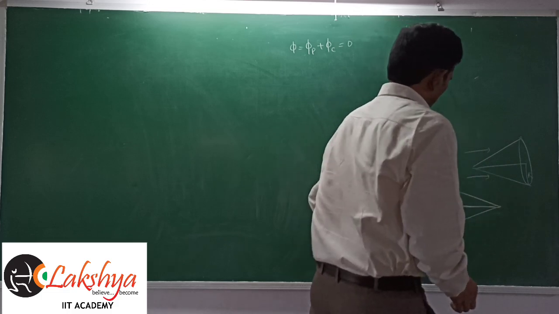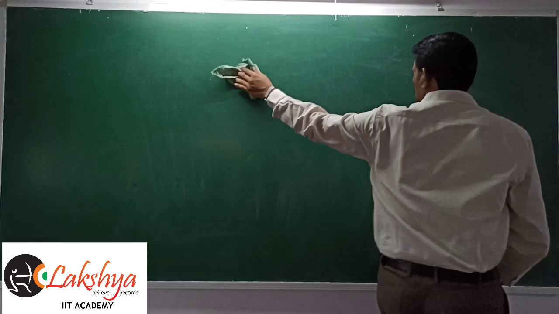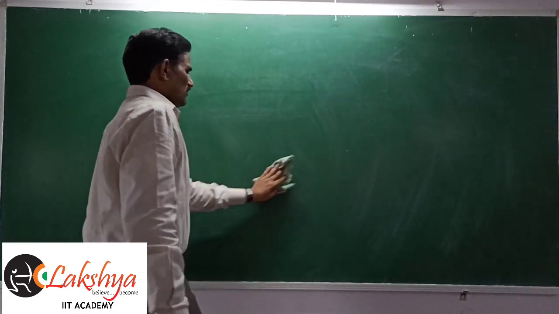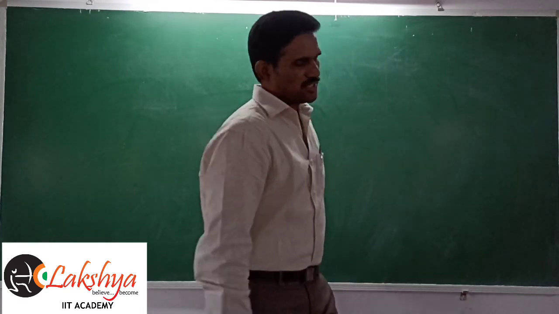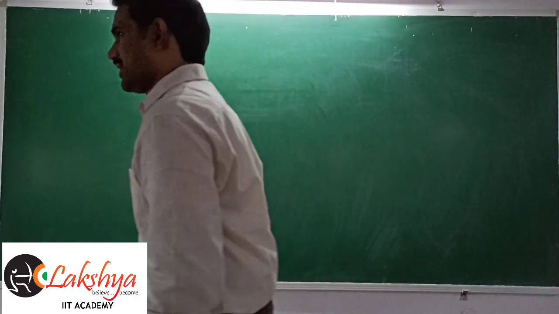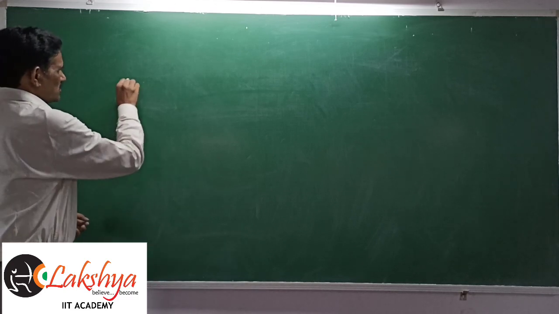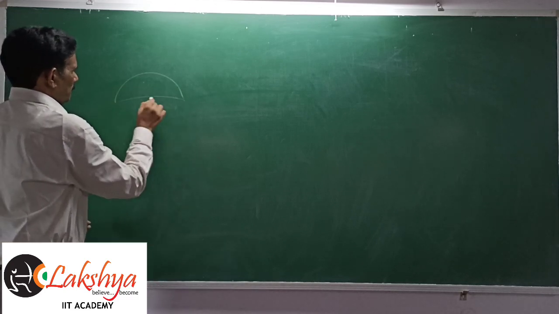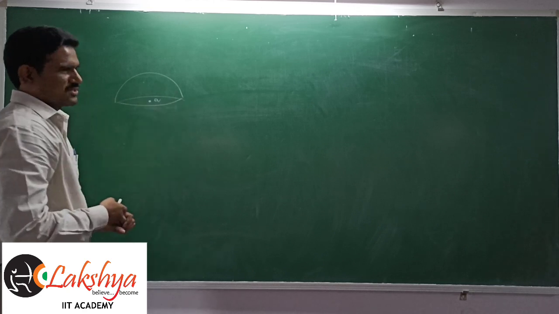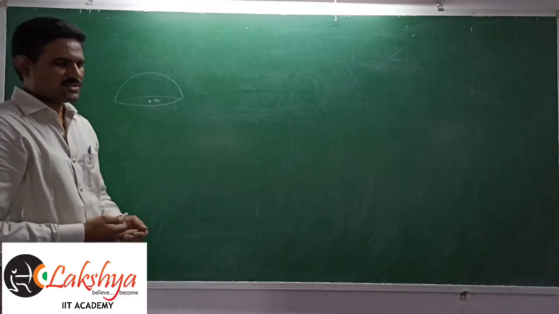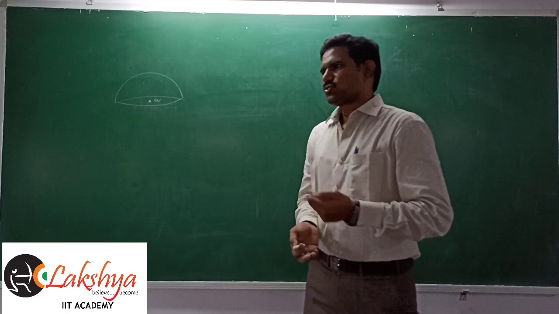Here sometimes one more method is required to calculate the flux, that is by constructing a complete diagram. We already discussed that model, like if you are taking this hemispherical surface and at its center you are placing a charge. We already discussed that we need to take the charge belonging to that hemisphere as q by 2. Why we take it as q by 2 is because we imagine a complete sphere here.